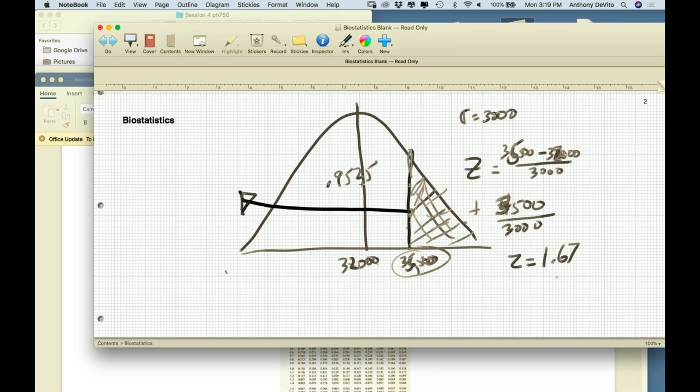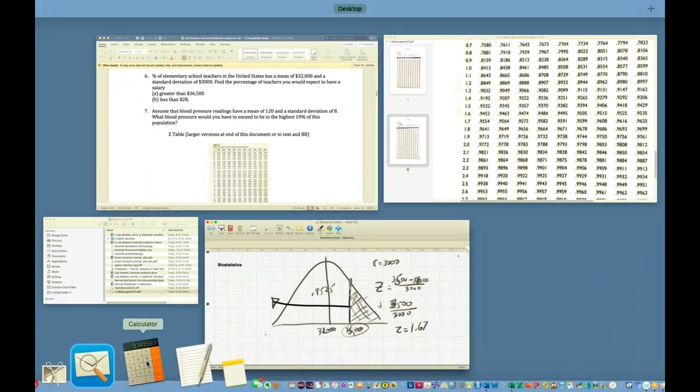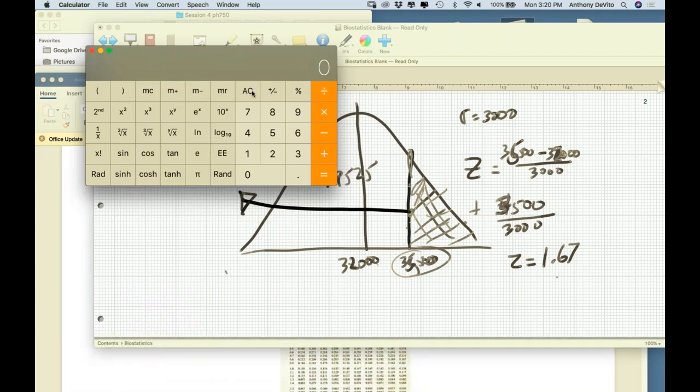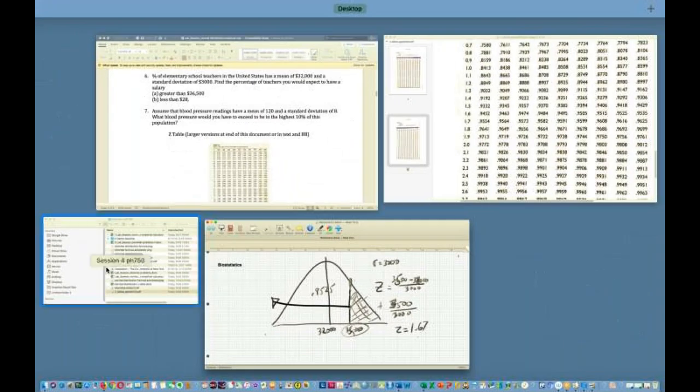There's something wrong here. No, I did that wrong. Where'd my calculator go? You shouldn't let me get away with this kind of stuff. Clear. That's 3,500 divided by 3,000. I think my antihistamine is wearing off and I'm forgetting things. 1.17, that's what I'm after. I'm rounding it to three significant digits because that's the table.